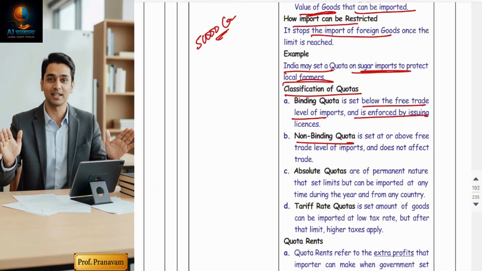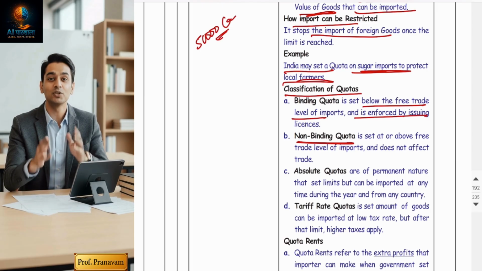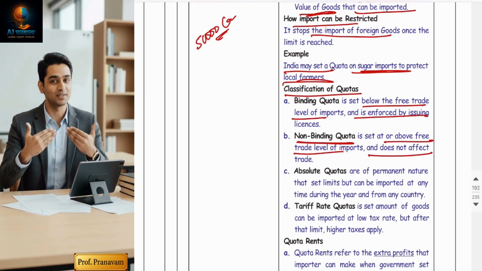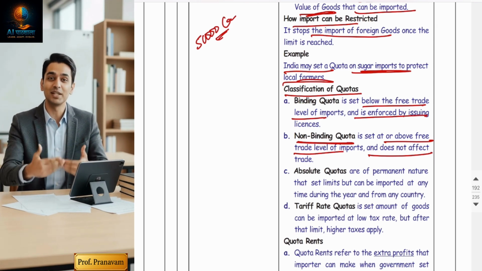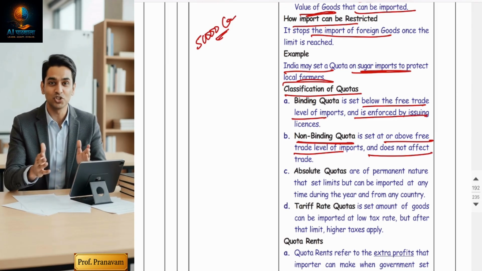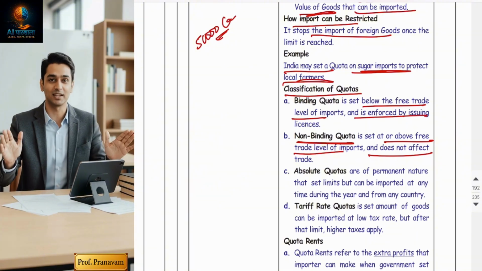Okay, next is non-binding quota. What is a non-binding quota? It is set above the free trade level, so it does not affect trade. It does not affect any trade. Non-binding quota means no licensing system. Anyone can import, but a general limit will be set. Once that limit is over, import will be restricted.